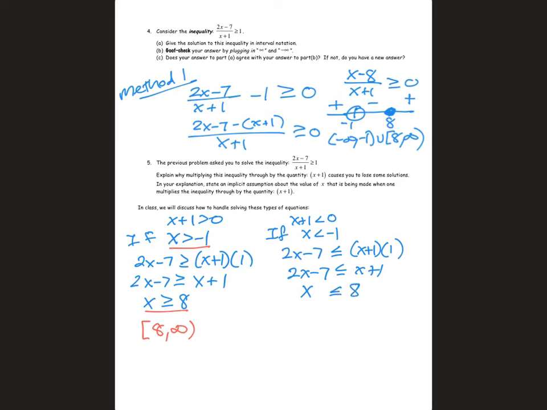Again, though, I have to go back to my restriction. The most restrictive here, or the overlap of these two things, is less than -1. So from this piece, I'm getting -infinity to -1. And then you just put the two pieces together. And notice I get the same as I did above.